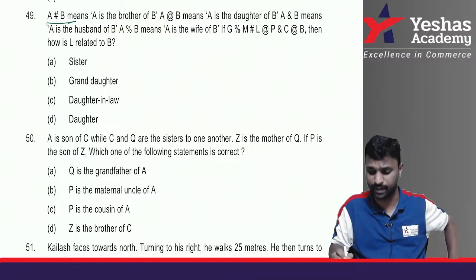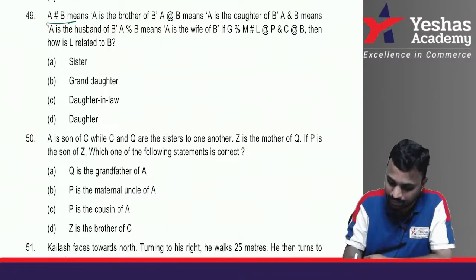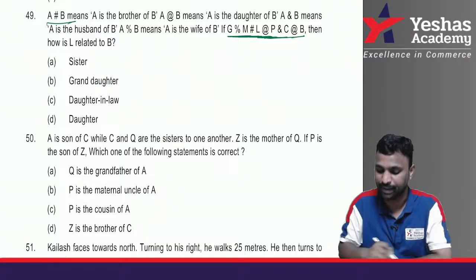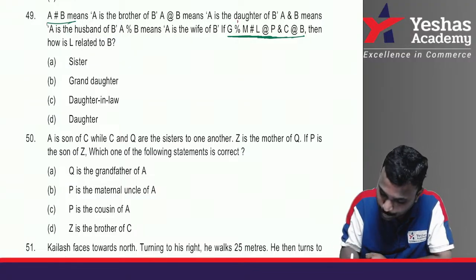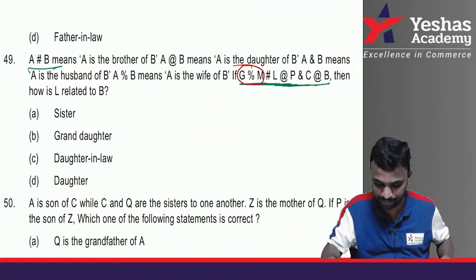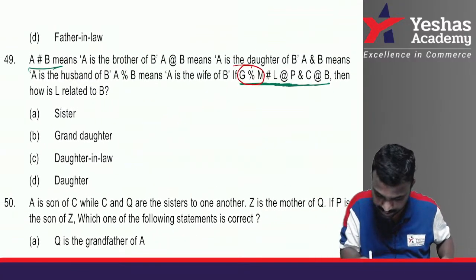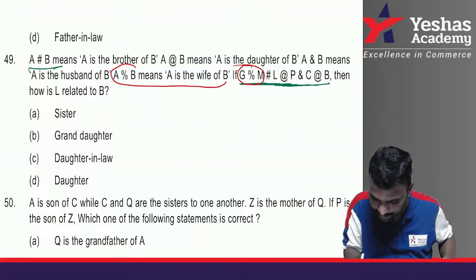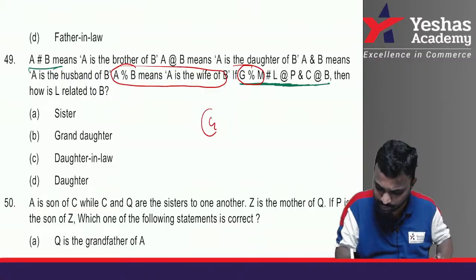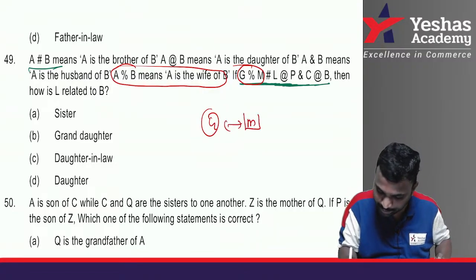This variety we have solved in the regular class. If you see, we have to find G percentage M hash L at the rate P ampersand C. Guys, what you have to do, take 2% at a time. So G percentage M. So where is percentage? Percentage is over here. So we have to refer to this. A percentage B means A is wife of B. G percentage M means G is wife of M. Understood? So M should be a male.